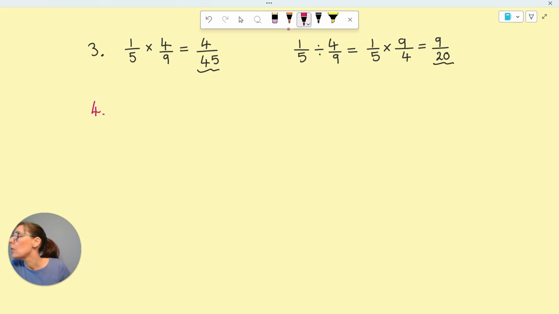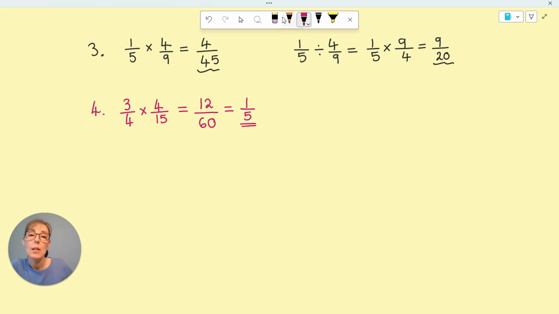Number 4, 3/4 multiplied by 4/15. Okay, top times top, 3 times 4 is 12. Bottom times bottom, 4 times 15 is 60. I know 12s fit into 60. I know 5 12s are 60. So we've got 1/5 there.